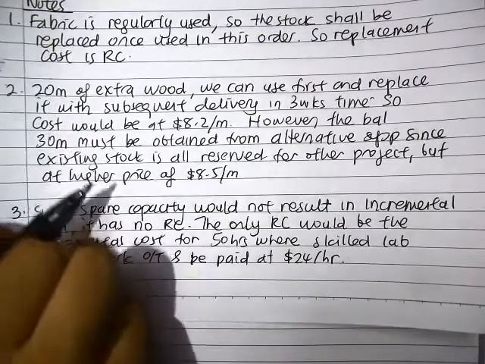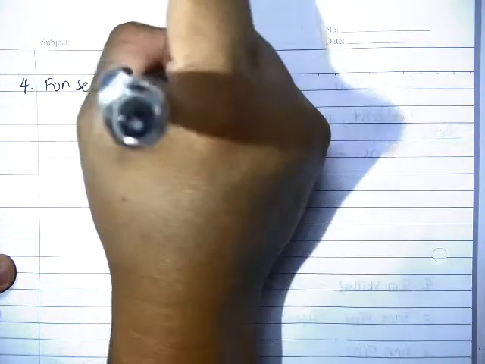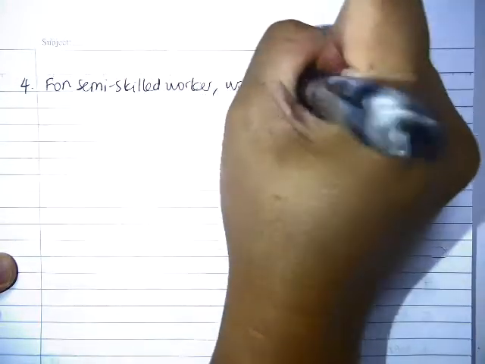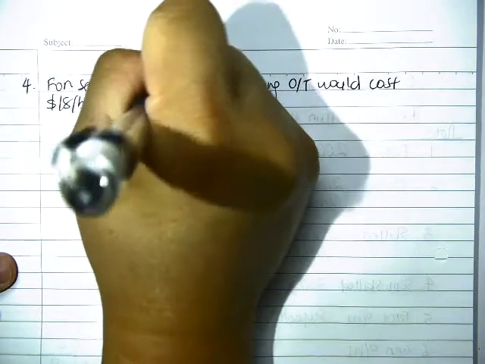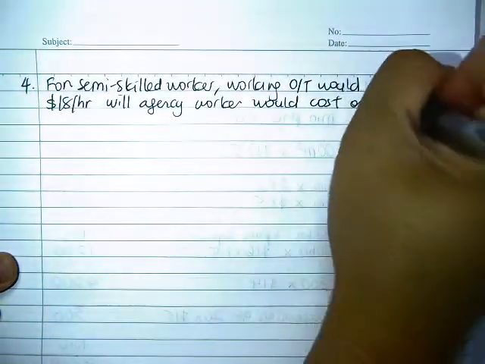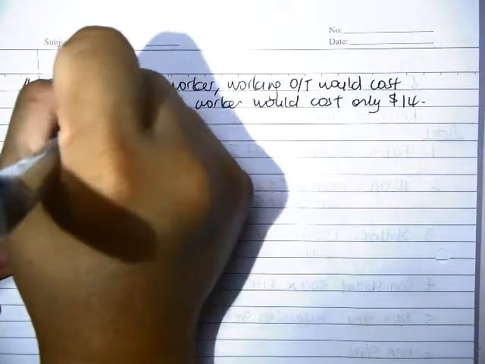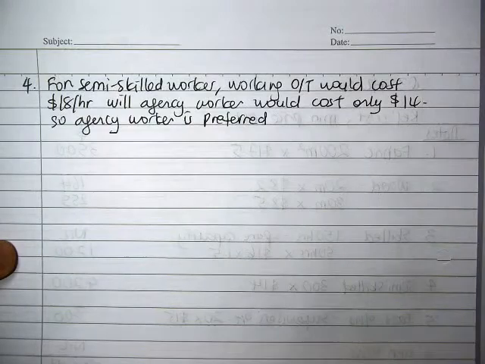Okay, for note 4, right? Now you just have to explain the comparison of the two. For the semi-skilled worker, working overtime would cost 18 per hour, while the agency worker would cost only 14. So the agency worker is preferred because it's cheaper.